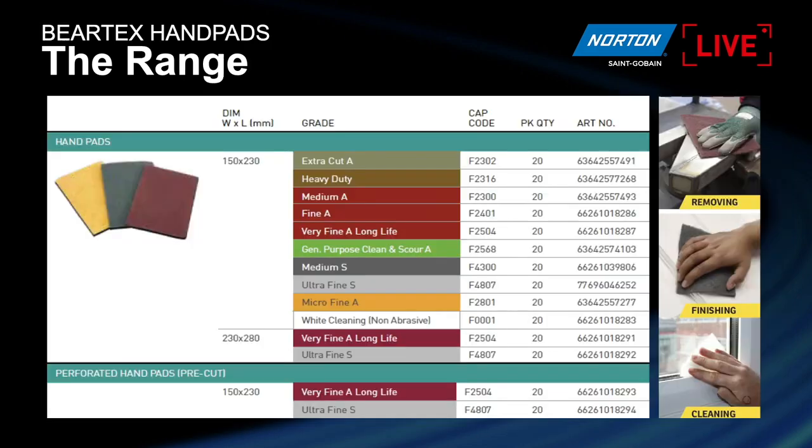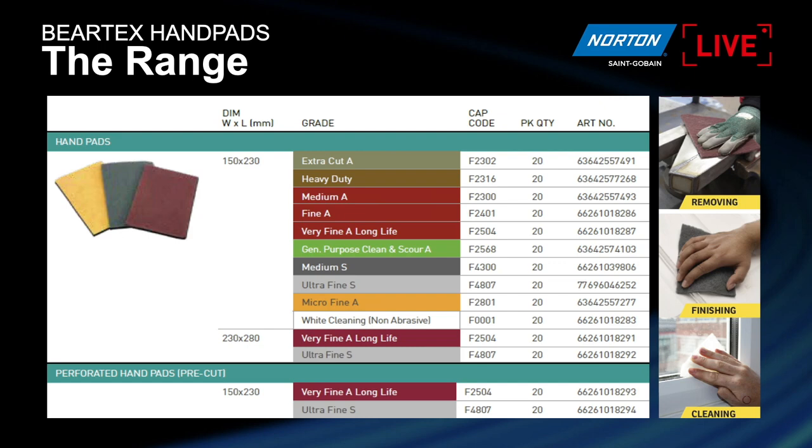And this is the range of hand pads that we have in the Norton category today. You can see there's quite a wide range of hand pads there. We have different grades to suit different applications, and there are different grain types that we use. I'm not going to talk all the way through these, but if you just look at the images on the right-hand side, you can see that it boils down to those 3 main applications. So we're removing something like paint or rust, or we're finishing, or we're cleaning.